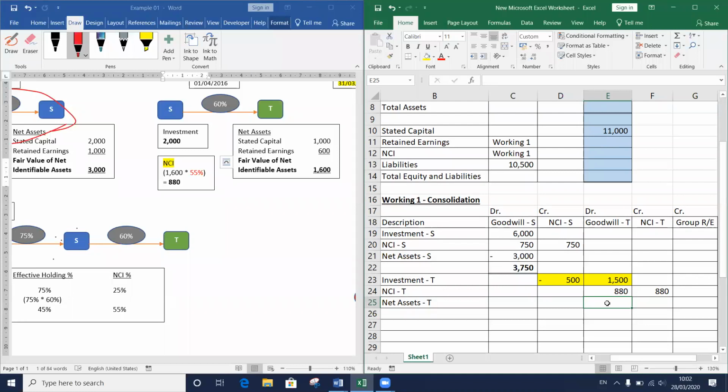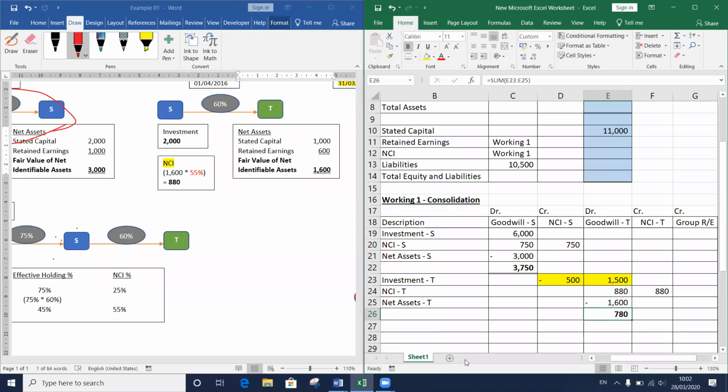Right. Net asset amount එක කීයද? It is 1600. එහෙනම් මේ acquisition එකෙන් generate වෙච්ච goodwill එක කීයද? What is the goodwill generated through this acquisition? It is 780. Right?